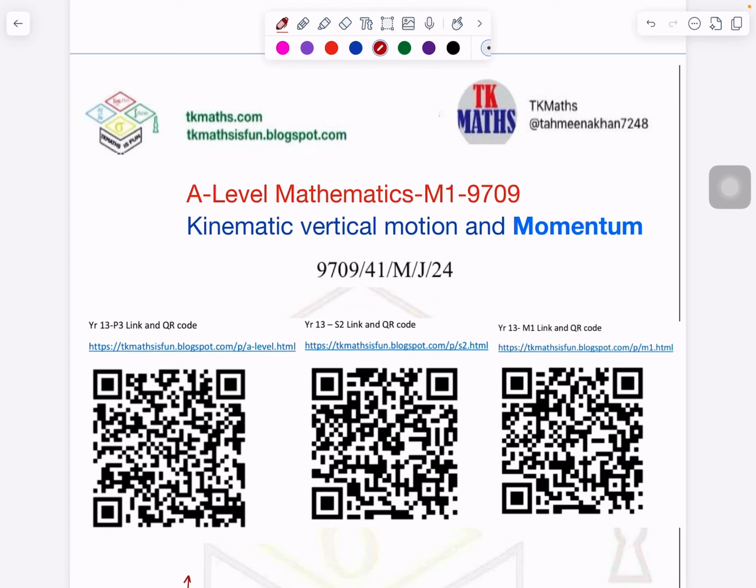In today's question, we will solve a past paper question on A-Level Mathematics M1, code 9709. The topic the question covers is kinematic vertical motion and momentum. It is taken from June 24, variant 41.